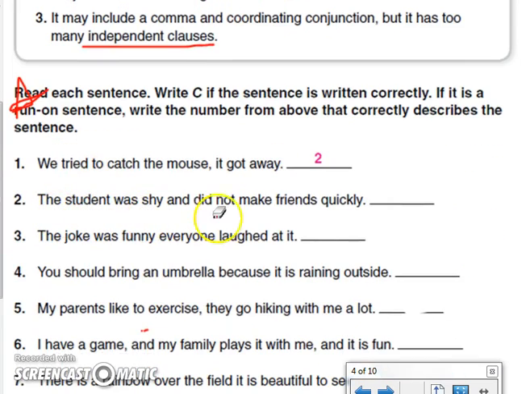The student was shy and did not make friends quickly. I asked myself, there is a coordinating conjunction, so these two must be independent clauses. The student was shy. Was shy was the verb. Who was shy? The student. Did not make friends quickly. Did not make. Who did not? Ooh, what's wrong with that one? There's something wrong. Is it? No, because remember, we have an independent clause, and that's fine because I have a coordinating conjunction there. I know these get a little tricky.